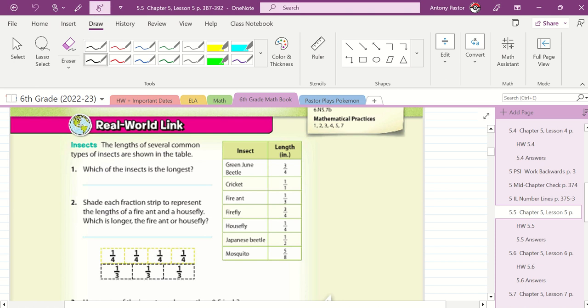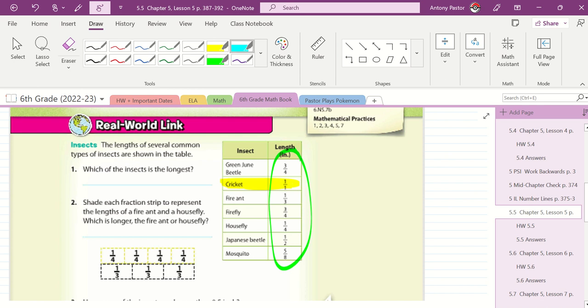So here is our table. We have 3/4, 1/1, 1/3, 3/4, 1/4, 1/2, and 5/8. Now, typically when we need to compare fractions, we need to make sure that the denominators are all the same. In this case, the first question is asking us which of the insects is longest. We do not need to compare or change any denominators. There is an obvious winner here, and that is the cricket being 1 inch long.